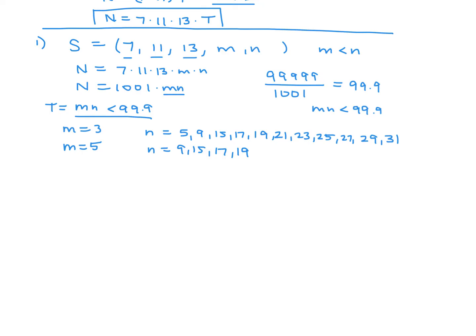Because the next one would be 7. You can't use m equals 7 because 7's already here. And if you use 9, you would get, I think, a possible value of n to be 11, but you can't use 11 because 11's already been used. So this exhausts actually everything.